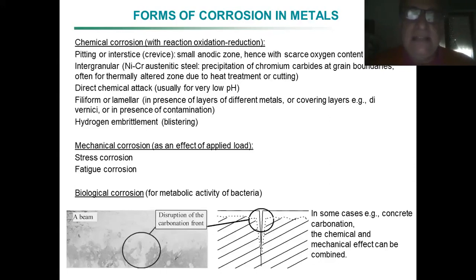It is likely that you have a steel close to the eutectoid point, so around 0.8, 0.9 carbon. So as a consequence, you have the formation of chromium carbide, which has the effect of causing further corrosion.